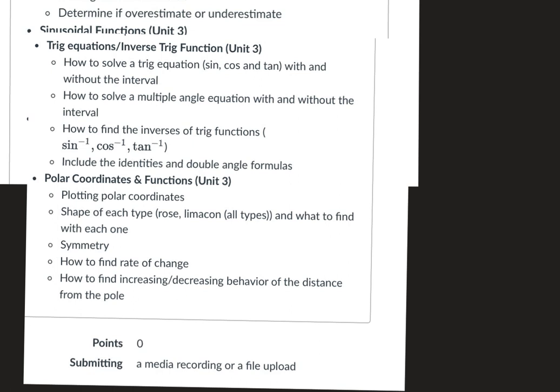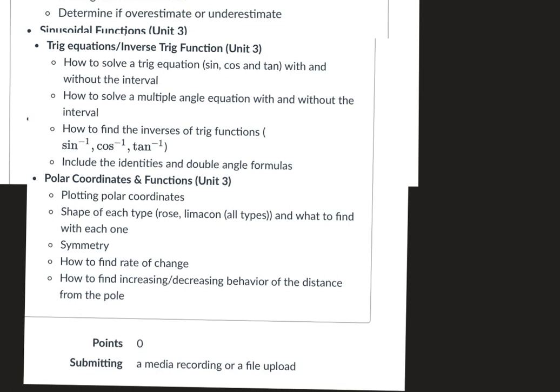Trig equations and inverse trig functions. What is the difference between solving sine of x equals 1/2 or sine -1 of 1/2? Like, what's the difference there? With and without an interval. So am I adding 2 n pi? Am I adding n pi? How to solve a multiple angle equation where it would say like sine of 3x equals something like that.